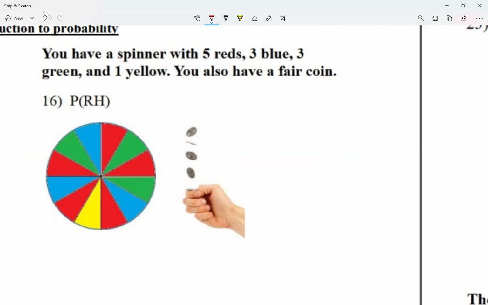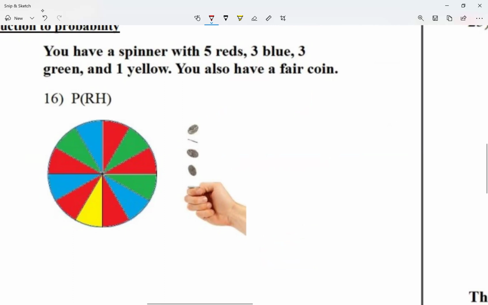And then you also have a fair coin. On the coin, I either get heads or tails, right? We call it fair because it has an equal chance of landing on heads as it does on tails. Now here, I'm asking for the probability of RH.